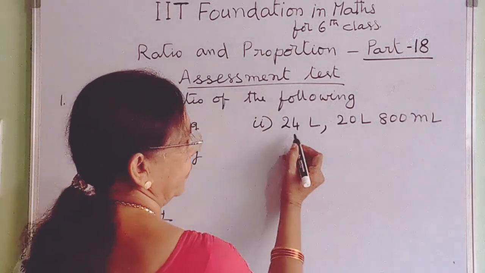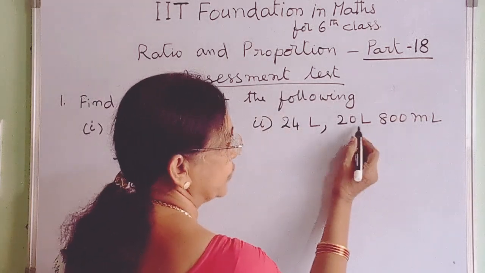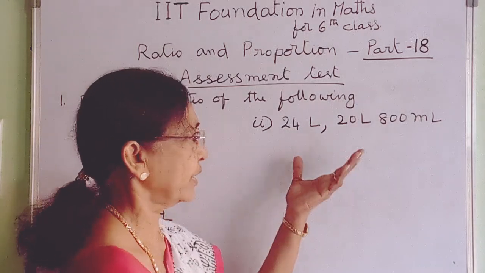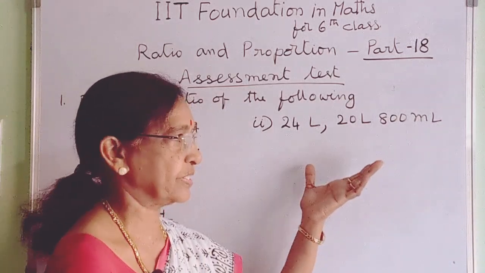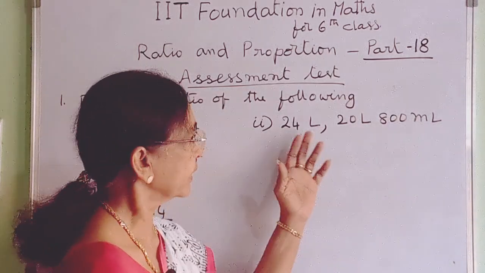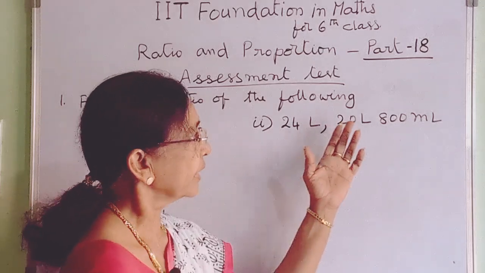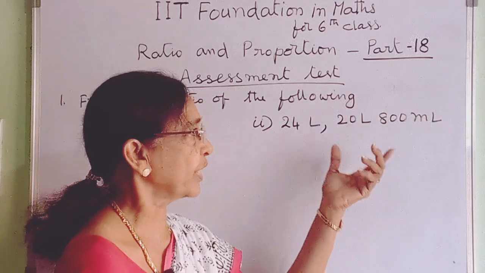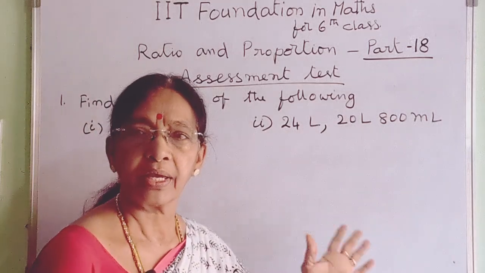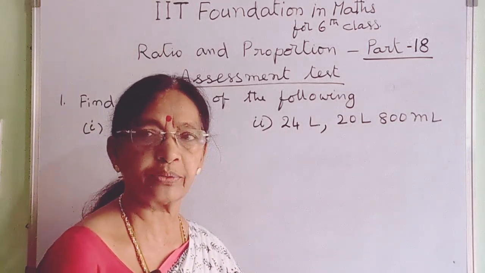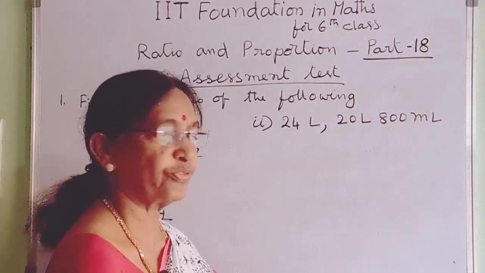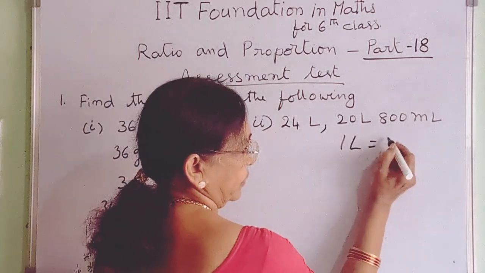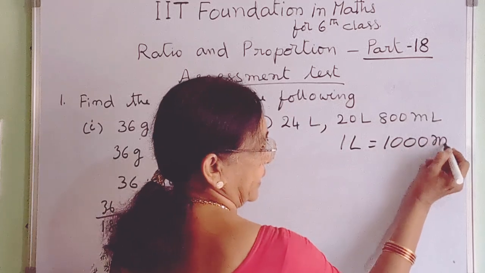First term is 24 liters and the second term is 20 liters 800 milliliters. So both are the measure of capacity of a liquid. But it is in liters, and it is liters and milliliters. So we have to convert both of them either into liters or into milliliters. So we will convert them into milliliters. So 1 liter is equal to 1000 milliliters.